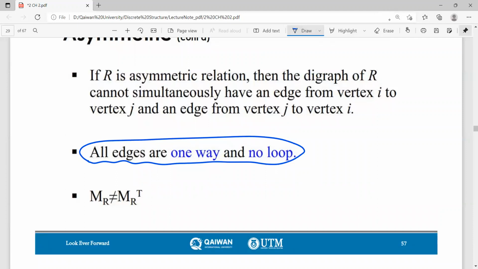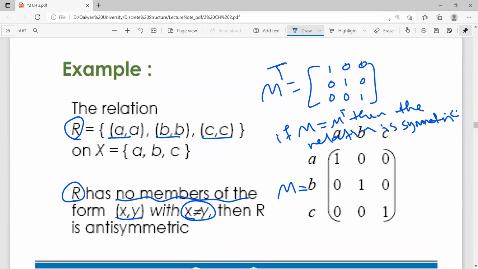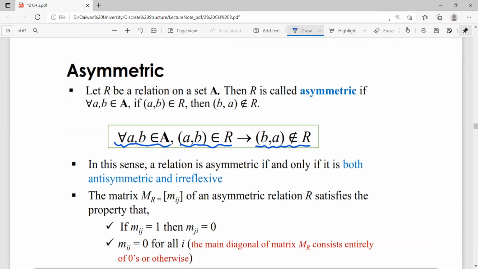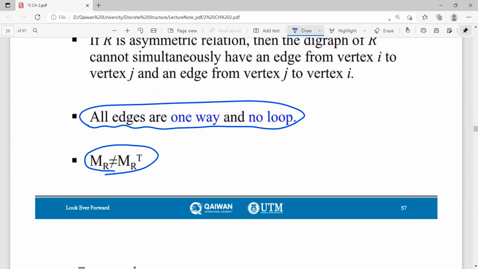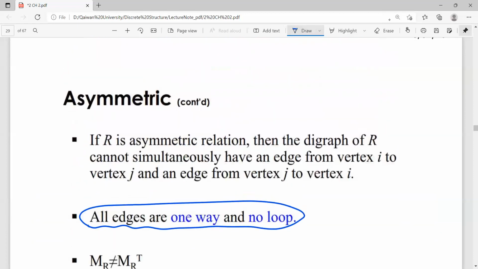Okay, we say MR must not equal MR transpose. That means the matrix doesn't equal its transpose here. But in the previous example, as you saw, the transpose of the matrix equals itself, and it's also anti-symmetric. But here, if they are not equal at all, we say that is asymmetric.